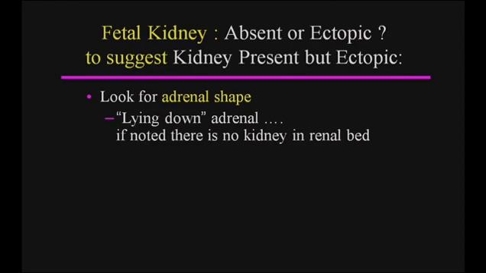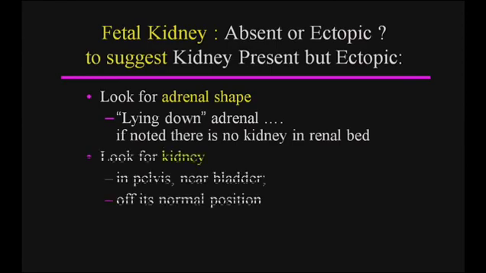Suggesting the fact that a kidney is not present in its location may be thought about if the adrenal shape is unusual. The adrenal tends to be V or Y shaped, but if it is linear, as in the lying down adrenal sign, it's often an indication that the kidney never rose from its embryologic position in the pelvis up to the area of the adrenal. The adrenal is formed embryologically in a superior position, and the kidney normally rises as the metanephros rises to meet the adrenal gland.